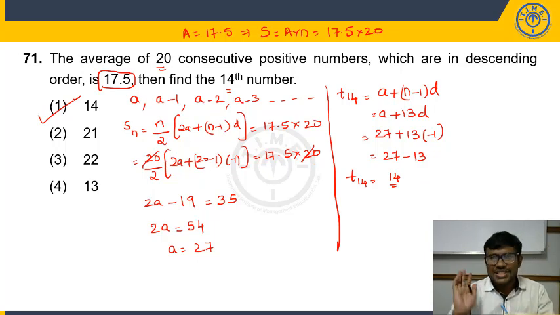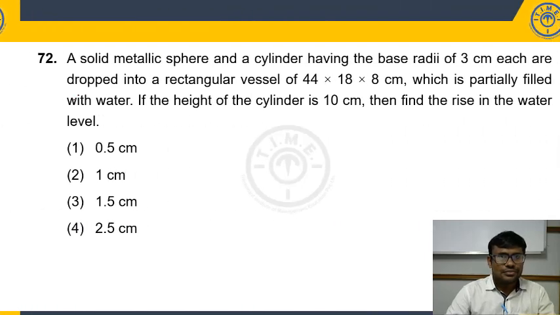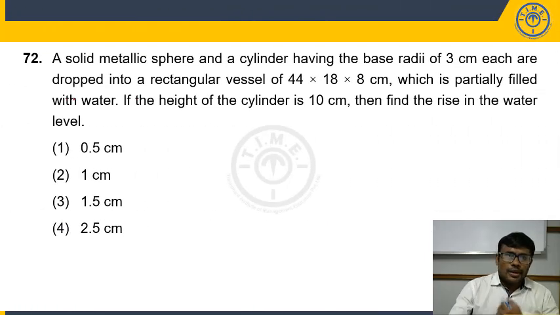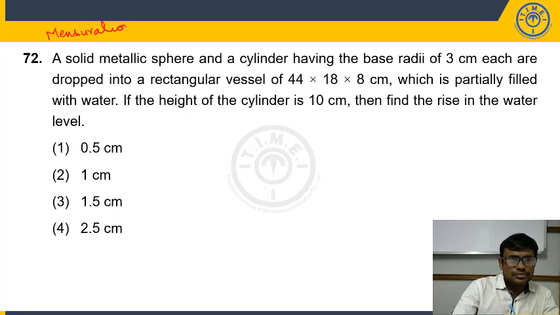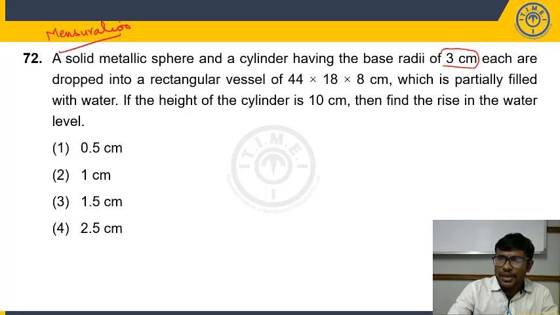Is that clear? Let's get into the next question. A mensuration question now. A solid metallic sphere and a cylinder having the base radii 3 cm each are dropped into a rectangular vessel. Okay, so there is a rectangular vessel.